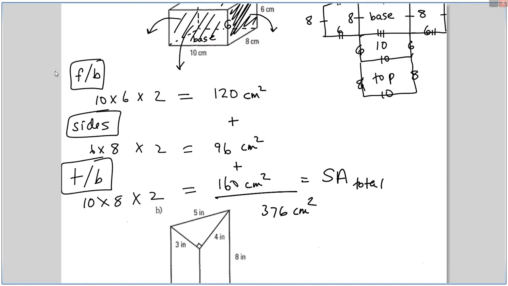All right, so let's take a look at the next shape. What's the next shape?